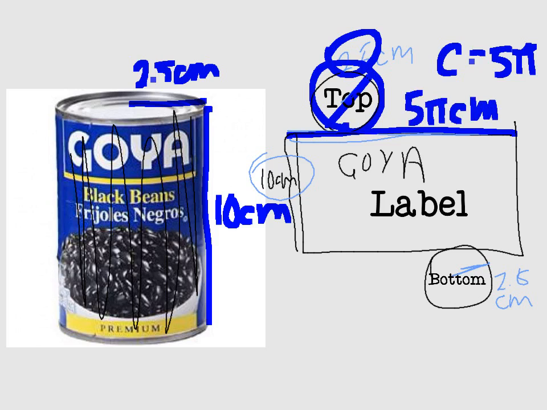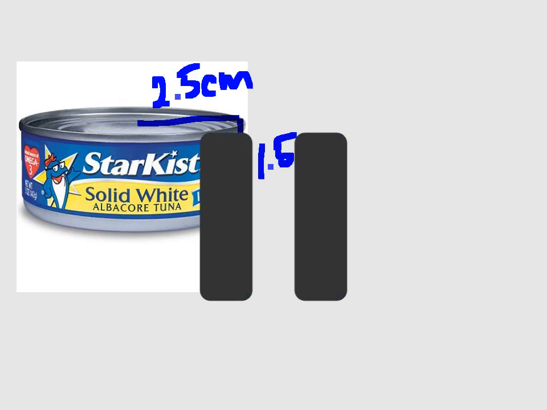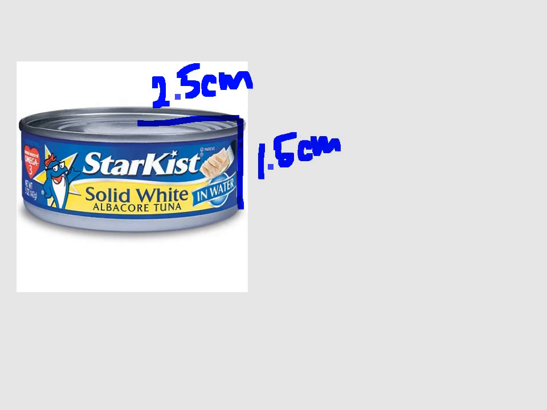See if you can try this one on your own and get the same thing I do. So pause, give it a try, see what you can do. Okay, I'm going to draw out mine. I have my label, and this is a little bit shorter, but I have my two circles.